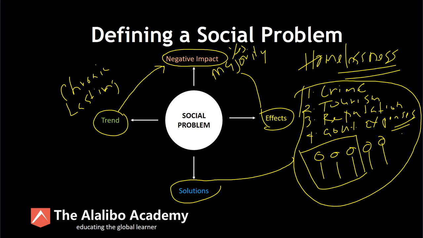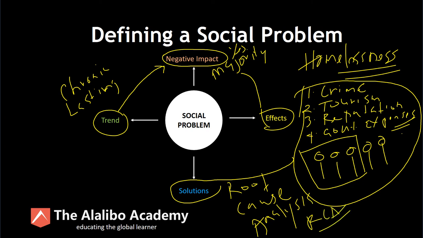And to do that, we have to conduct what is called root cause analysis. This is root cause analysis, also known as RCA. And the root cause analysis will tell us what is the cause or causes of this social problem. Is it alcoholism and drugs? Is it a mental issue? Is it loss of jobs, lack of skills? What could be causing this social problem? Is it family issues? We want to understand that. That is the beginning of solving this social problem in a sustainable way.